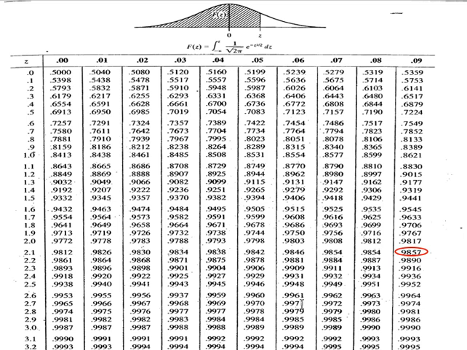So how do we read it? Let's say your Z value is 2.00. Anybody remember how to read this table? The first column 2.0, and 0.00 from the top. So your cumulative probability is what? 0.97 something. Clear?